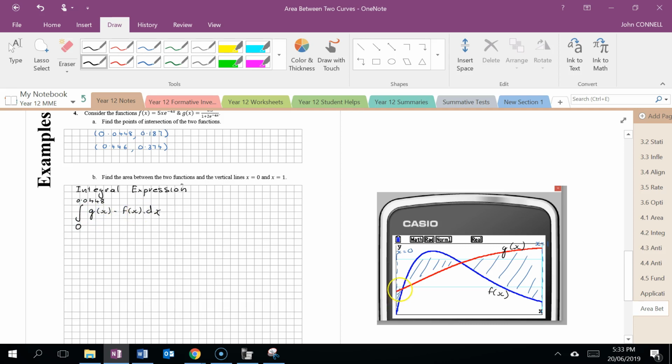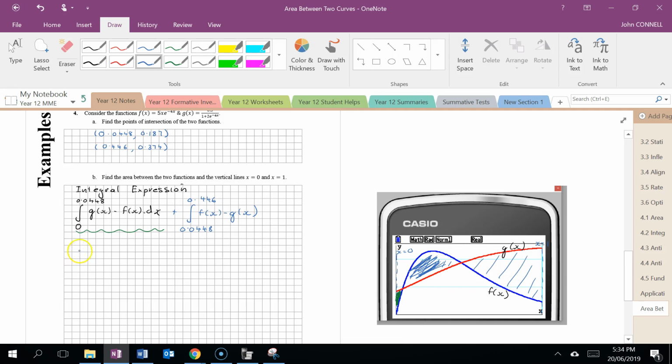That gives me that little bit in there. So I'll color that in green. And so then green relates to this section. Okay, now for the next bit, it's f of x that's greater. So it's going to be plus the integral from the two intersection points, so 0.448 and 0.446, of f of x, take g of x. So this bit I'm going to color in blue.